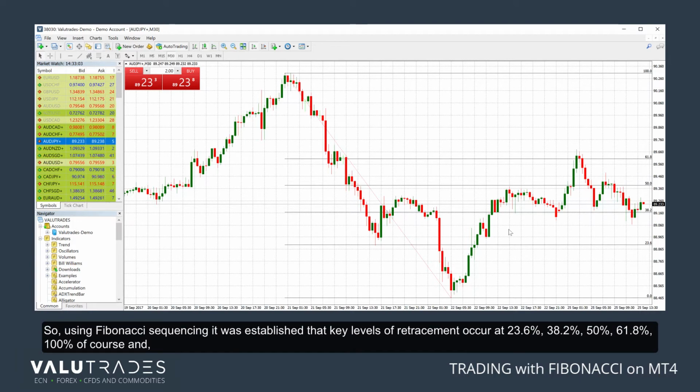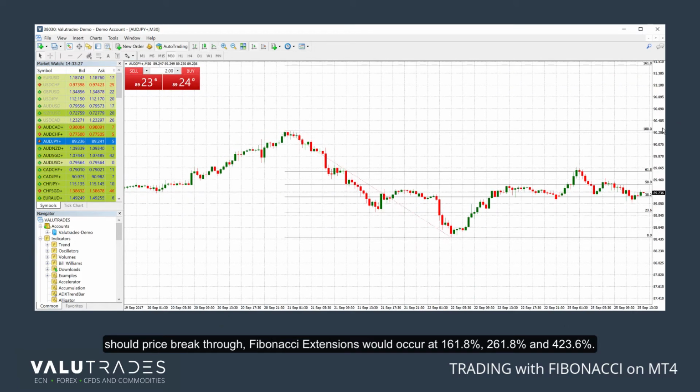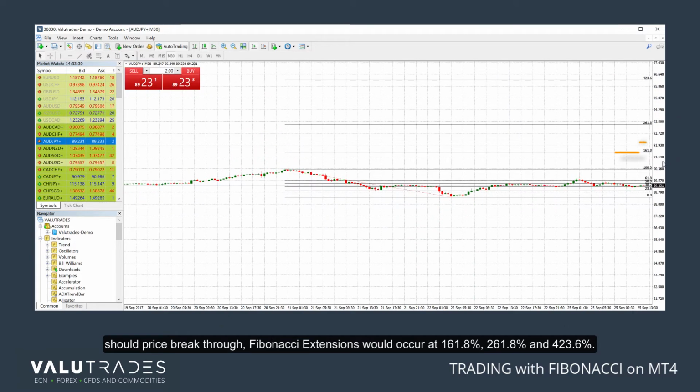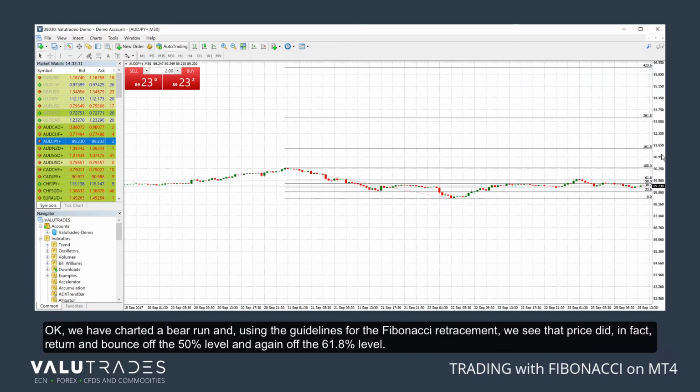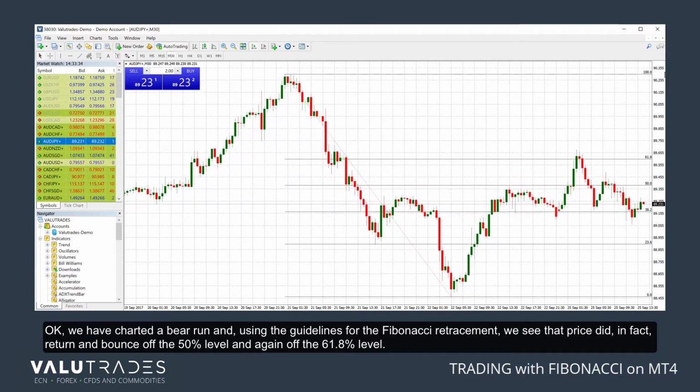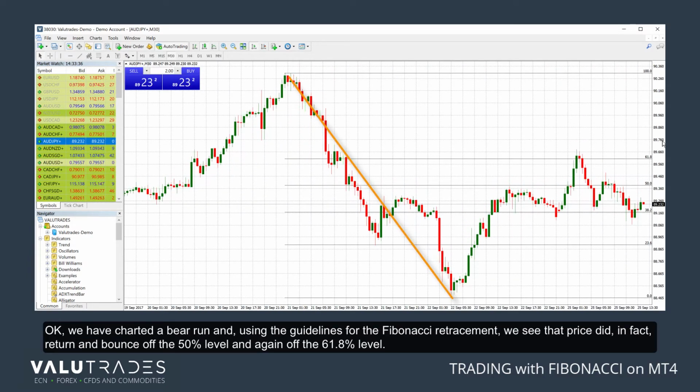So, using Fibonacci sequencing, it was established that key levels of retracement occur at 23.6%, 38.2%, 50%, 61.8%, 100% of course, and should price break through, Fibonacci extensions would occur at 161.8%, 261.8%, and 423.6%.